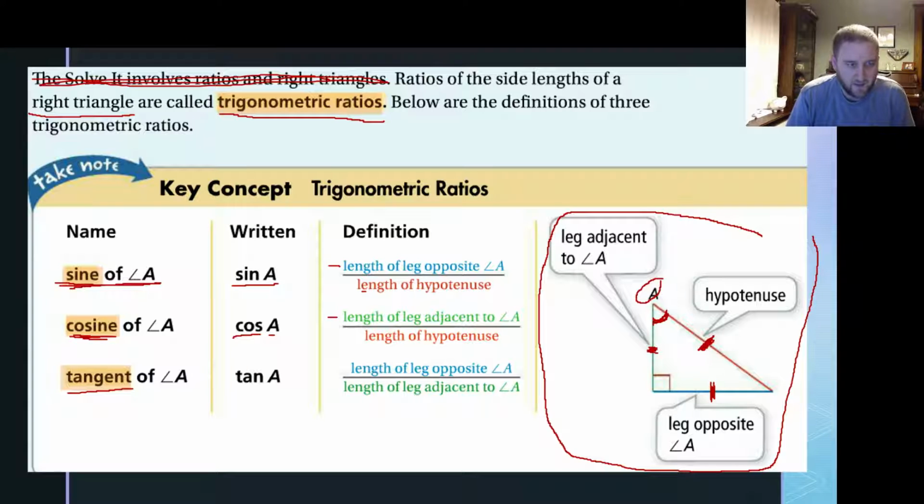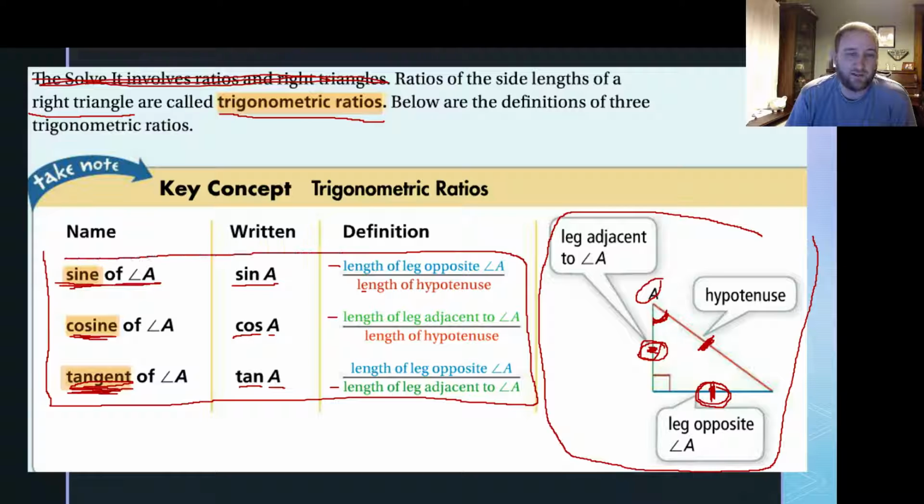So the adjacent over the hypotenuse. Okay, and then to find the tangent of angle A, that's written as tan A. You take the length of the leg opposite of angle A, that's this leg, over the length of the leg adjacent. So it's opposite over adjacent. Okay. Now, it'd be a good idea to have these rules memorized. Now you might think, gosh, how in the world am I going to memorize all of these 3 definitions? They seem somewhat complicated, right?